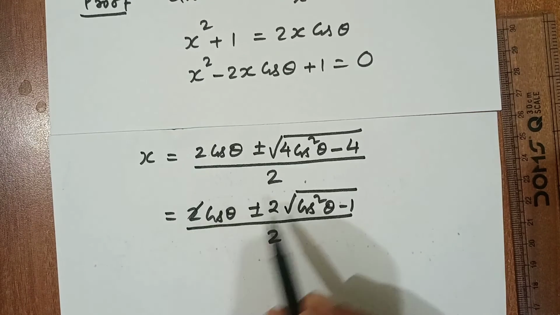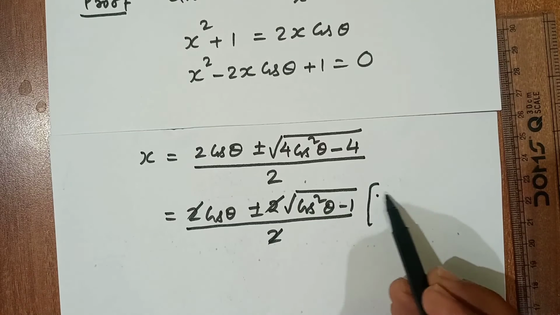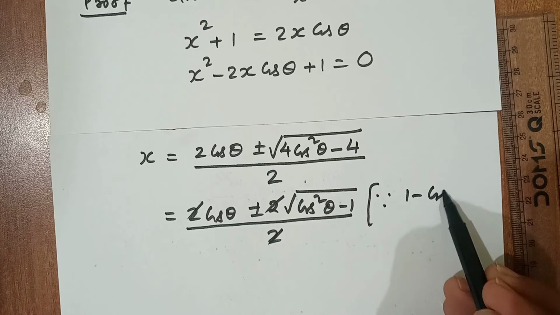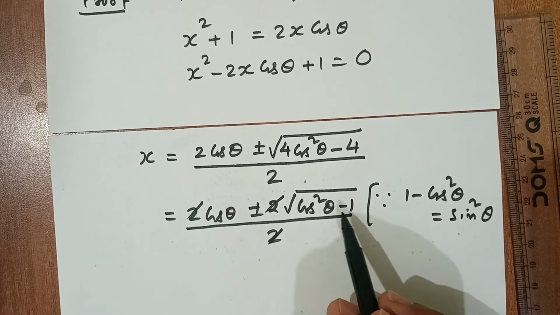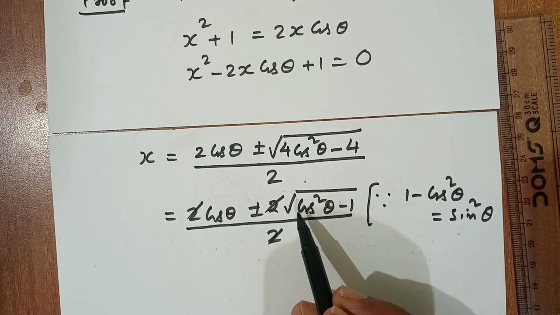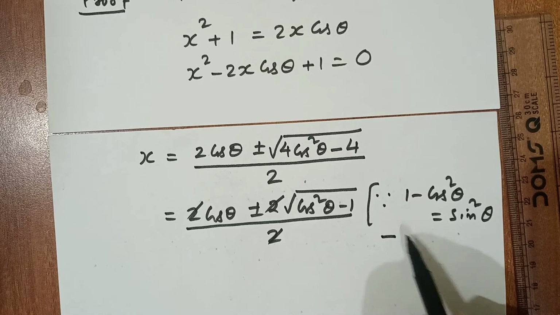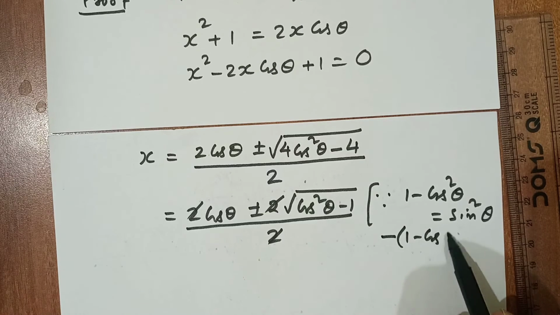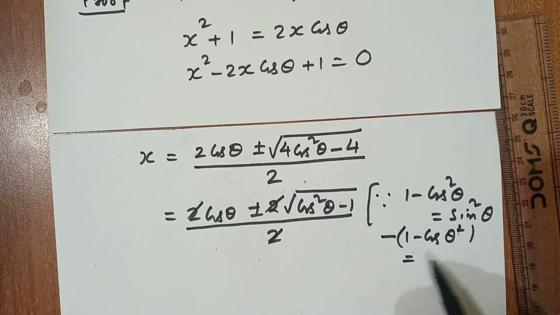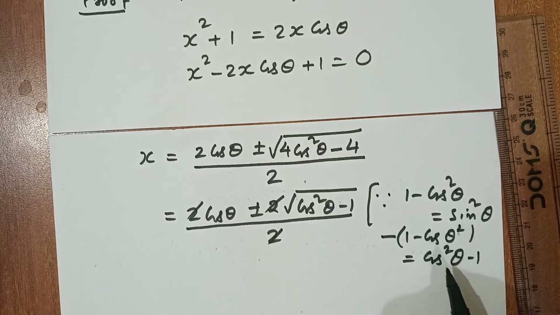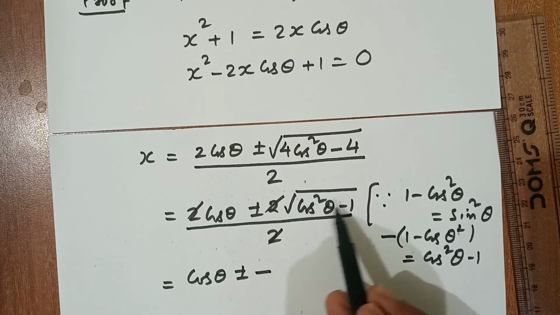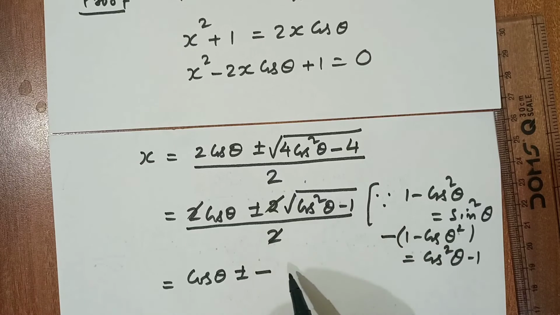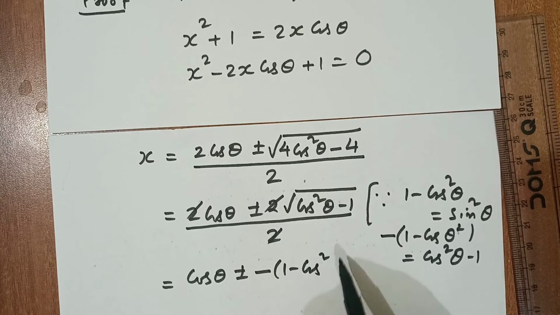Here 2 is cancelled. Now since 1 minus cos square theta is equal to sin square theta, but here we have cos square theta minus 1, so we take minus 1 common, which gives minus 1 minus cos square theta. So this is equal to cos theta plus minus square root of minus 1 times (1 minus cos square theta).